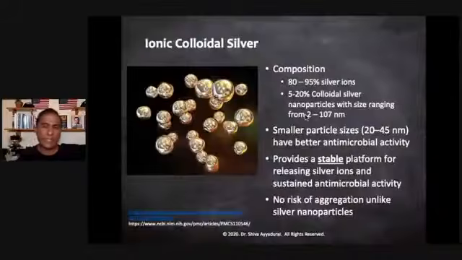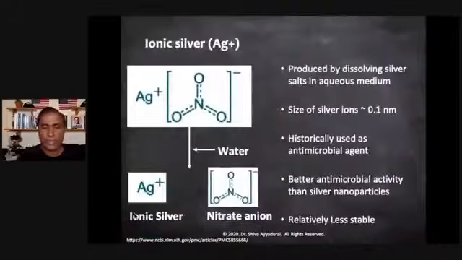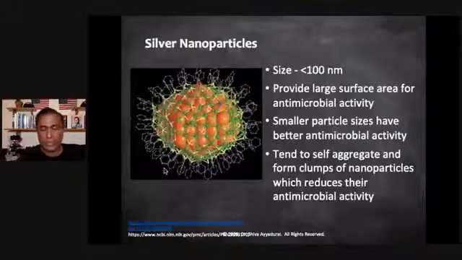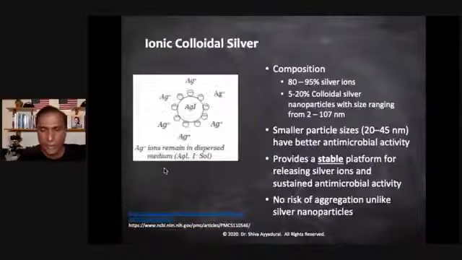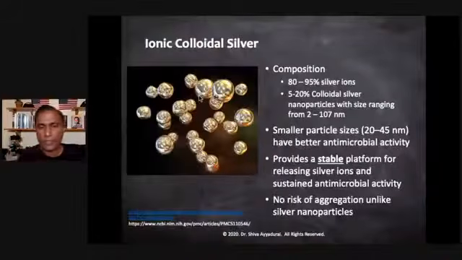And these tend to be, because you have the ions too, around 20 to 45 nanometers. They provide a stable form for releasing silver ions and having sustained antimicrobial activity, and there's no risk of aggregation. So while silver ions are very effective but highly unstable, and nanoparticles are very stable but too big, these have the middle path property. If you look at any one of the particles, you'll see the nanoparticle surrounded by the ions, okay? So this is really a colloid. It has the benefits of both, okay?